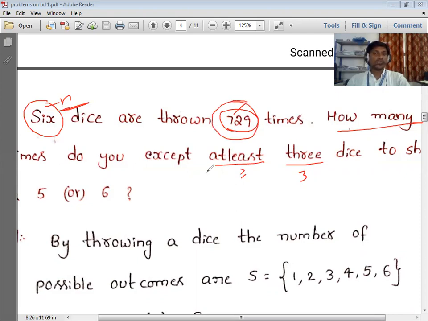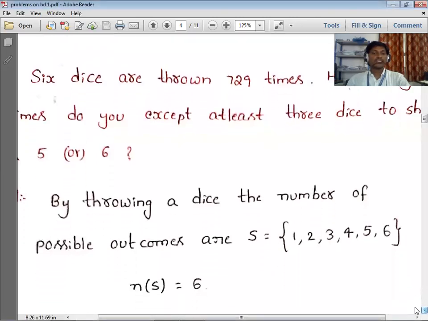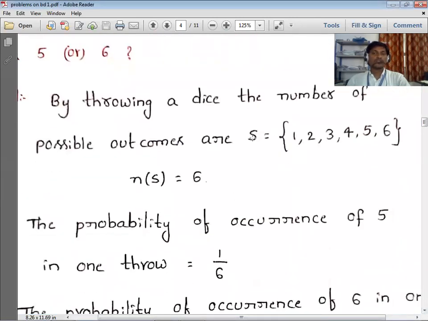So n is equal to 6, and total 729 times. How many times do you expect? At least 3 is nothing but P of x greater than or equal to 3 to show 5 or 6. It means simply what we have to calculate is total 729 into P of x greater than or equal to 3. So this is the one we are going to calculate. Now, by throwing a dice, how many possible outcomes do we get? n of S is equal to 6. What are those 6? 1, 2, 3, 4, 5, 6.